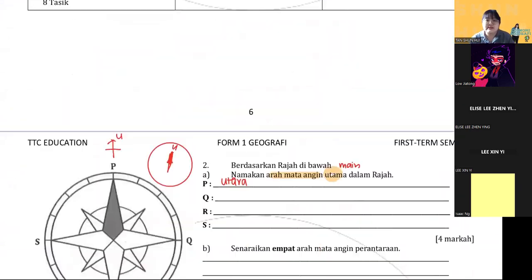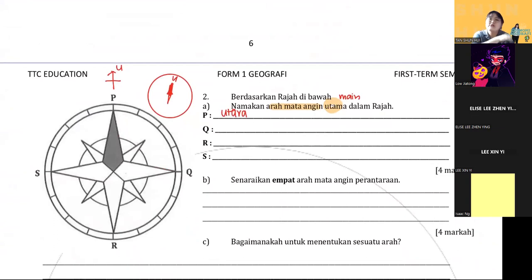Why did I mention this sequence with you? So that you know, okay, utara comes with what? Timur. East is what? Timur. Followed by Selatan. Followed by Barat. Okay? Now, this is when they say namakan, name it.